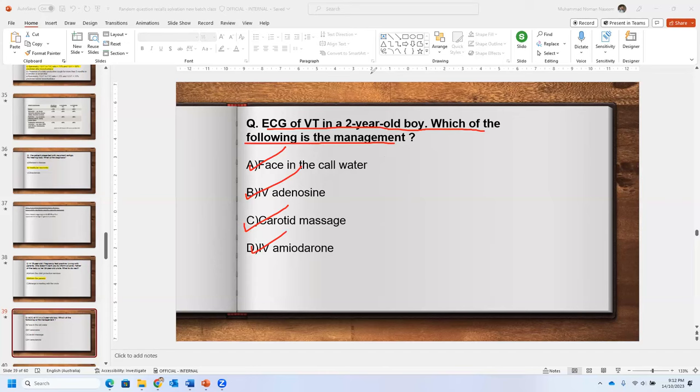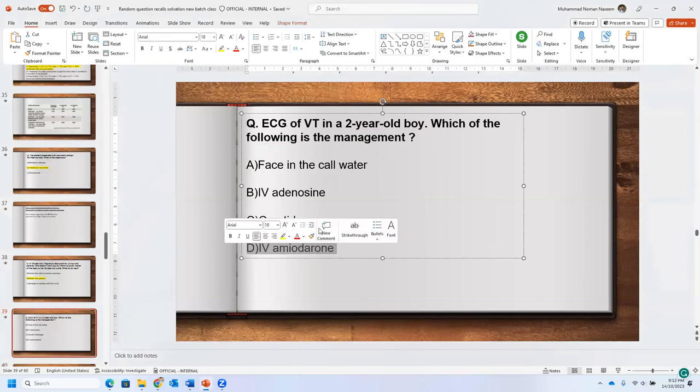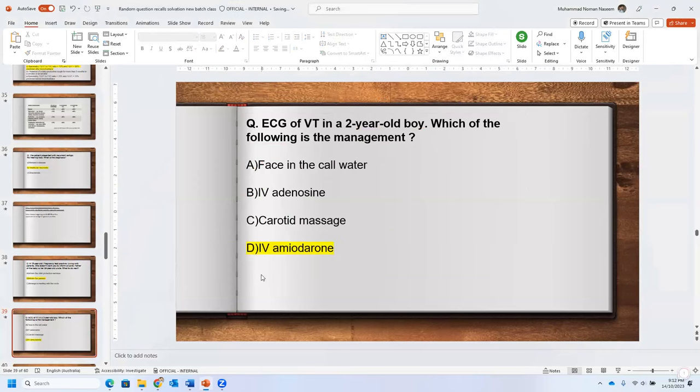Very good. So it doesn't matter if it is ventricular tachycardia in an adult or in a child. If it is a hemodynamically stable patient, then we can give IV amiodarone. If it is a hemodynamically unstable patient, we can give DC cardioversion.